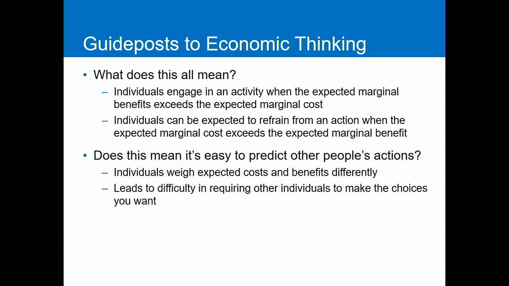Okay, so what does this marginal analysis mean? What do these costs and benefits, opportunity costs all mean? So individuals will engage in activity if their expected marginal benefit exceeds their expected marginal cost. Basically, if whatever they do is going to make them better off than they were before, they're going to do it. And the reason why we say expected is because, as I mentioned earlier, people can be wrong.